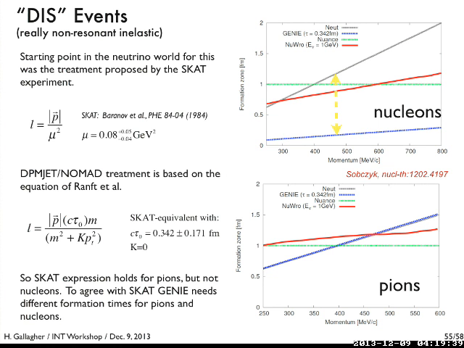Genie and Newt are both trying to do this thing. They look exactly the same for pions, but for nucleons, Newt and Genie are quite different, and it's because in Genie the mass isn't quite handled correctly. So that's the simplest way to incorporate that in an internuclear cascade, based somewhat on data at least.